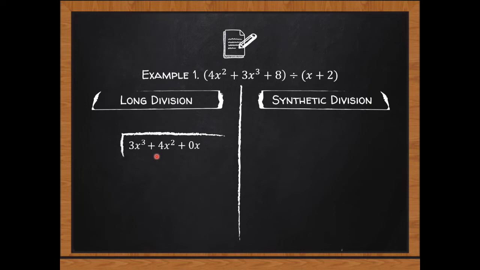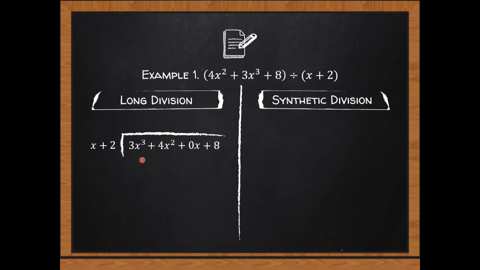Bakit 0x? Dahil nga missing term po si variable x or x raised to 1. So nag-insert tayo ng 0 as its coefficient. And for our last term, it's the constant term, so that is plus 8. And for our divisor, since naka-standard form na siya, x plus 2, isusulat lang natin siya dito sa labas. So x plus 2. Now, we can start dividing.